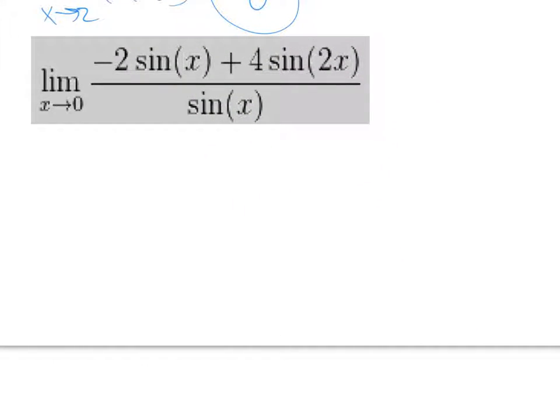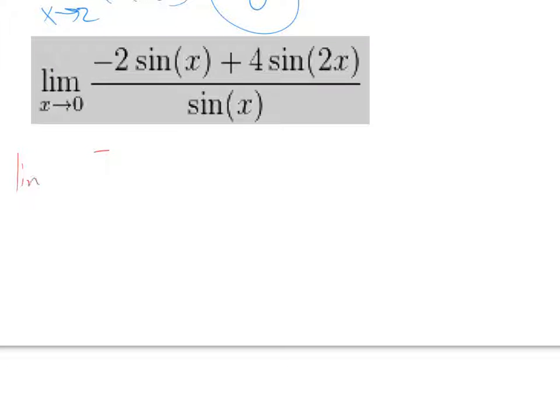Here's another one using some trig. Let's see how good a memory we have. What is sine of 2x? 2 times sine x. Why? And sine x times cosine. Put them together. Sine of 2x is 2 times sine of x cosine of x.